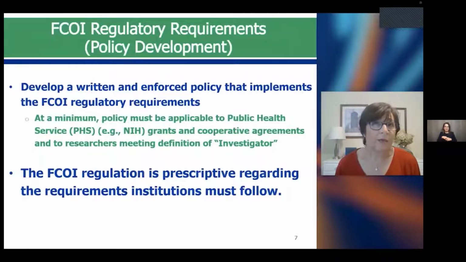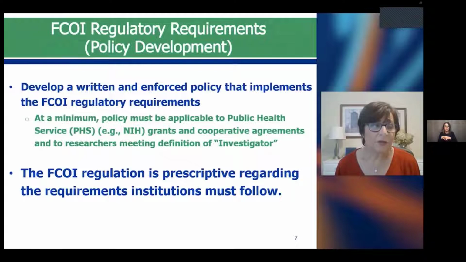So again, when you submit a grant application to NIH, you are certifying to NIH that you have a policy in place, a written and enforced policy in place that implements the regulatory requirements. So it's very important for you to understand the regulatory requirements.